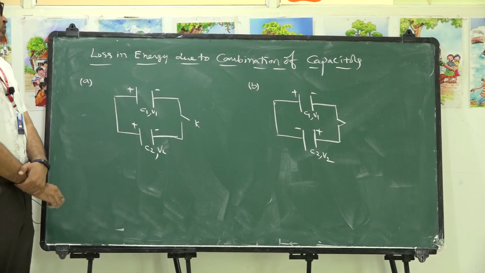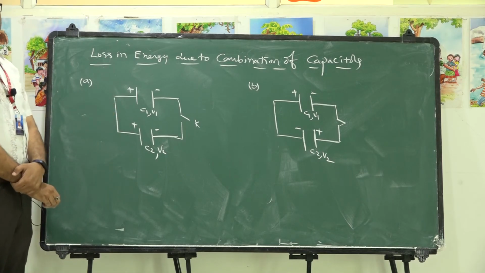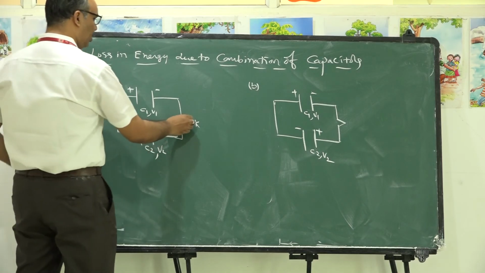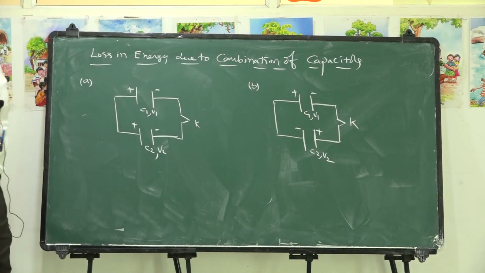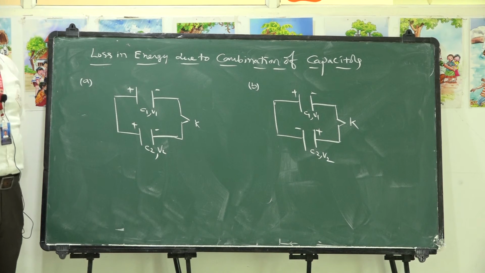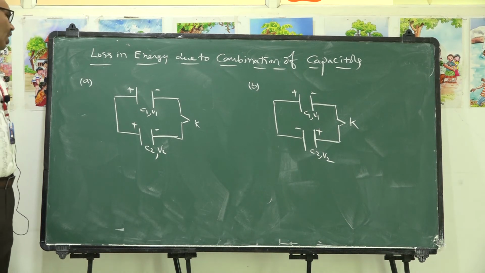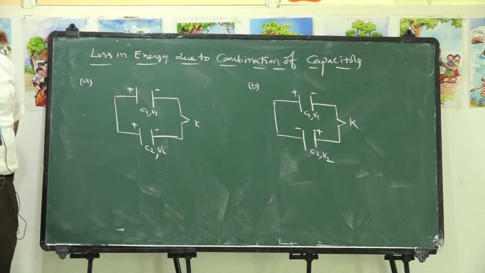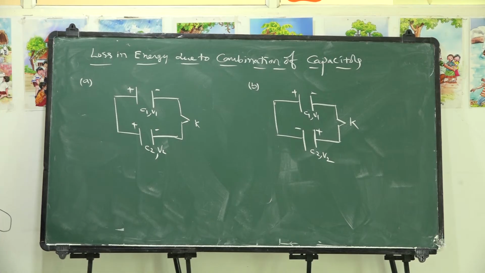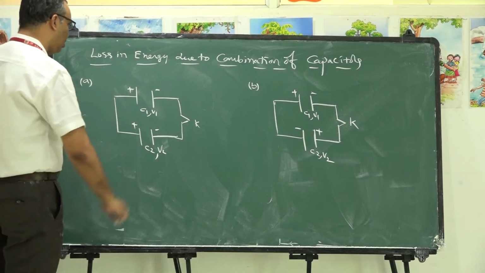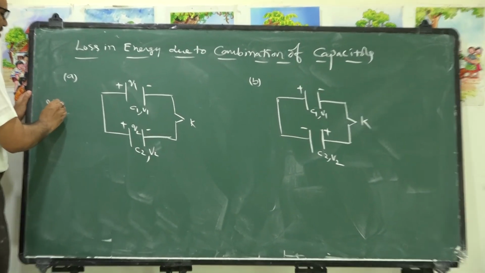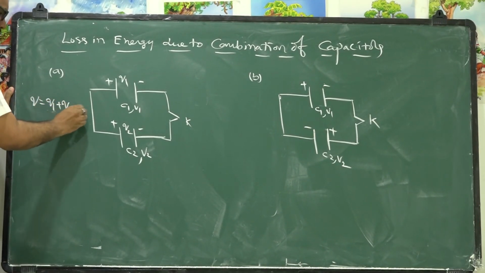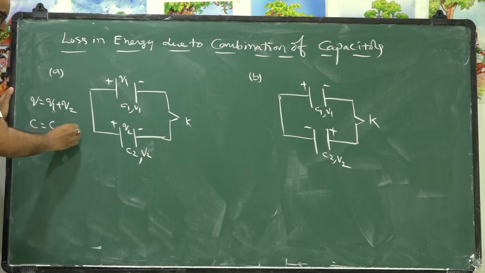How is the redistribution of energy taking place? By closing the key. By closing the key, how is the redistribution going to take place, what is the common potential they are going to attain, and what is the loss in energy they are going to get? So clearly, what is the total charge? Individually here the charge is Q1, here the charge is Q2. The total charge is given by Q1 plus Q2. The total capacity is given by C1 plus C2.